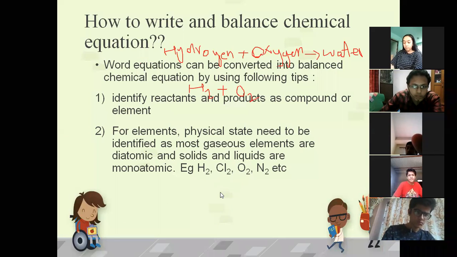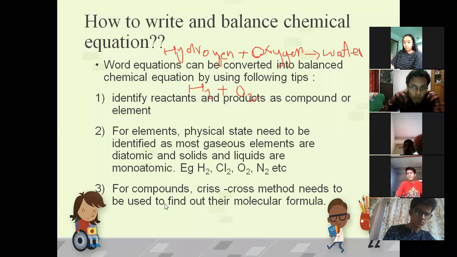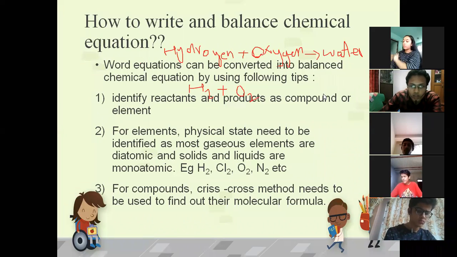Next point: for compounds, we may have to do the crisscross method to find out their molecular formula. Water is easy here; we easily know H2O. But if there was some other compound, we would have to use the crisscross method. There might be sodium bicarbonate, there might be calcium sulfate. In all such cases, we have to do crisscross.